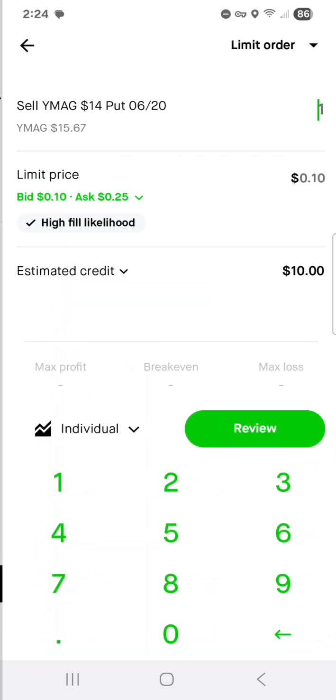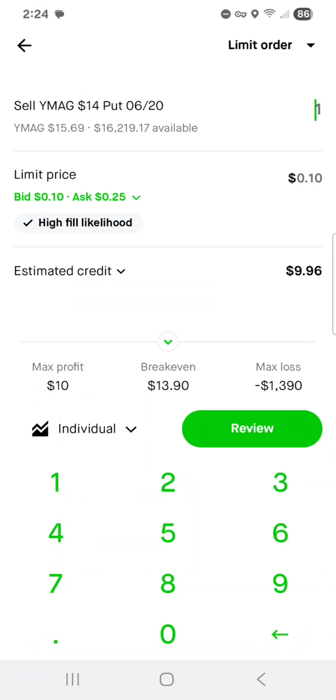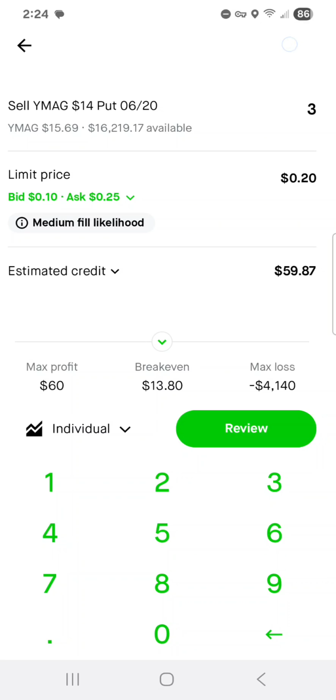So I'm going to click sell. We'll do a few of these. Maybe 3. Limit price 0.20. Okay. And you can see over here it says medium fill likelihood. That's fine by me. If you click in the top right corner, it says limit order.